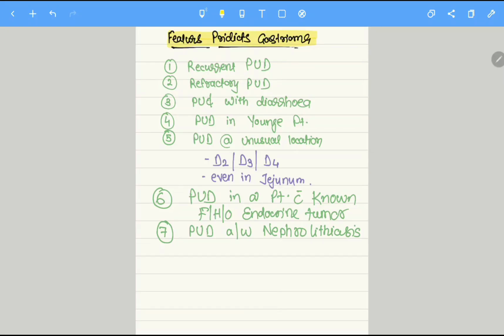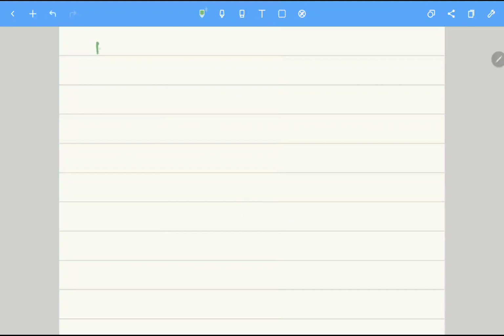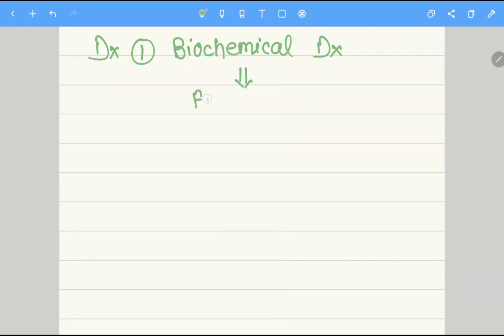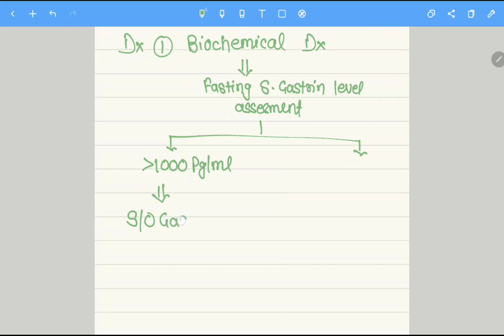So how will you diagnose these patients? What is so special about this diagnosis? First you will do a biochemical diagnosis, right? For this, what will you do? You will do fasting serum gastrin level assessment. Yes, what is so special about this fasting serum? If this value is greater than 1000 picogram per ml, this is suggestive of gastrinoma.